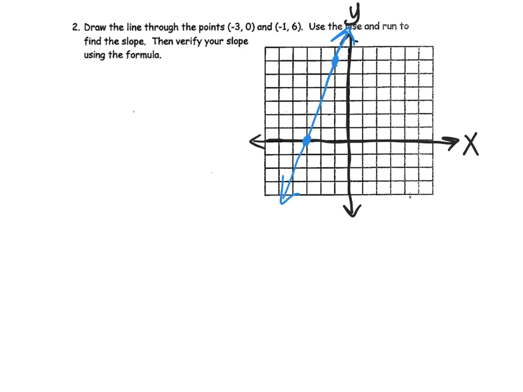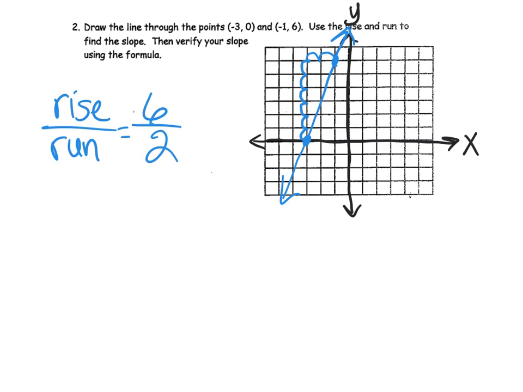Start at the lowest point. Rise: 1, 2, 3, 4, 5, 6. Rise over run: 6 over 1, 2. 6 over 2. Always reduce every fraction that you can. 3 over 1. Perfect.